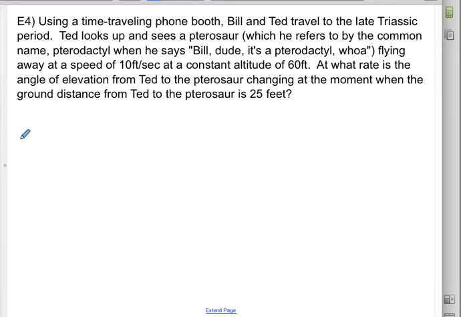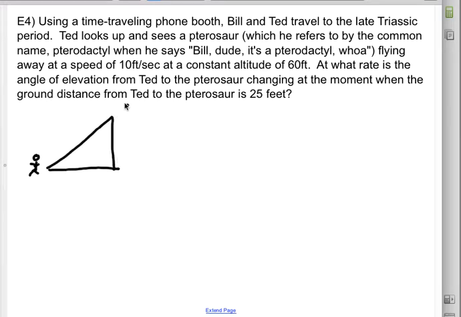Whoa. Flying away at a speed of 10 feet per second and a constant altitude of 60 feet. At what rate is the angle of elevation from Ted to the pterosaur changing at the moment when the ground distance from Ted to the pterosaur is 25 feet? Okay, so here's Ted. We're going to assume that they're at ground level, right? We're going to assume that they trip out of their phone booth and they're on the ground. Always neglect the height of the observer unless you're told otherwise.